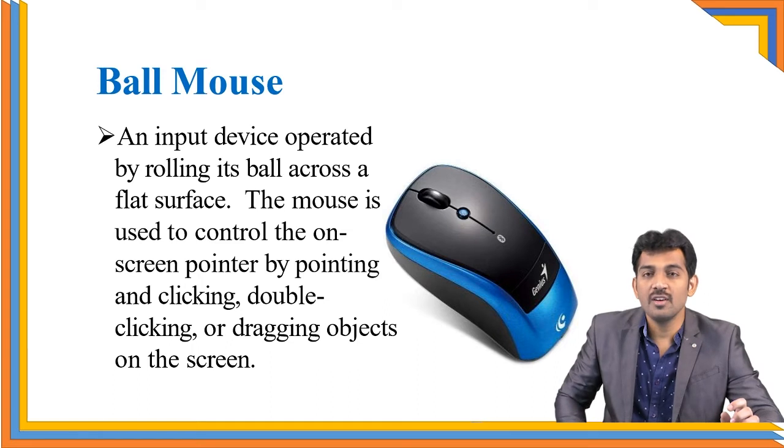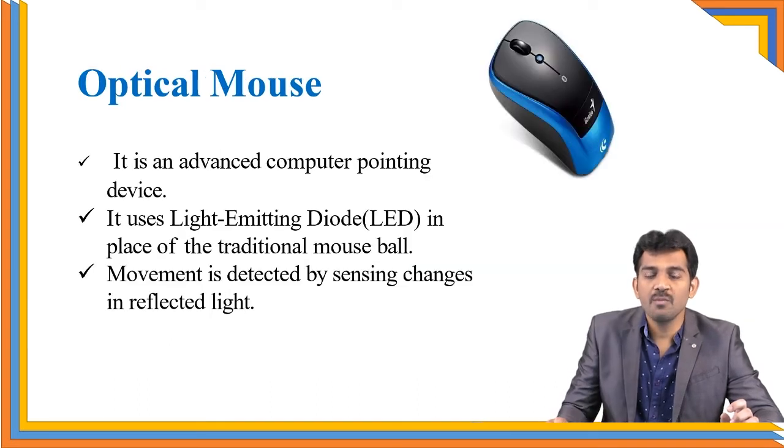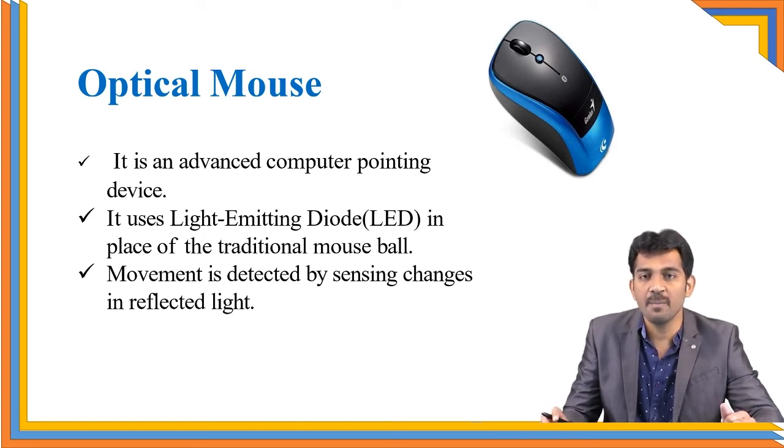After that, optical mice came into existence. It is an advanced computer pointing technology device. It works based on an LED, light emitting diode, instead of the ball, so it works very efficiently when compared with the ball mouse, right?